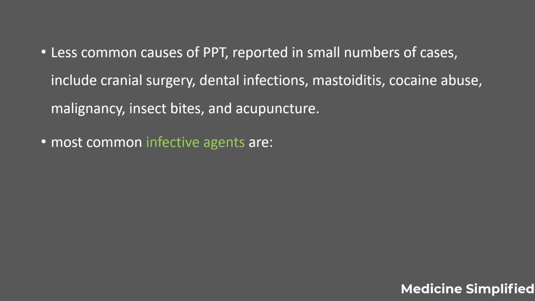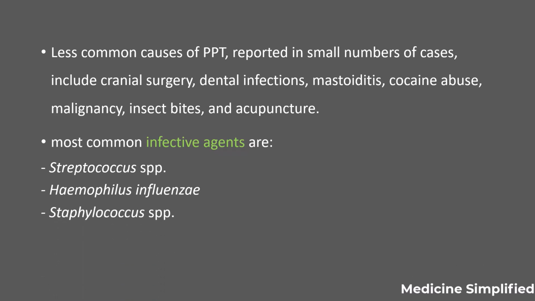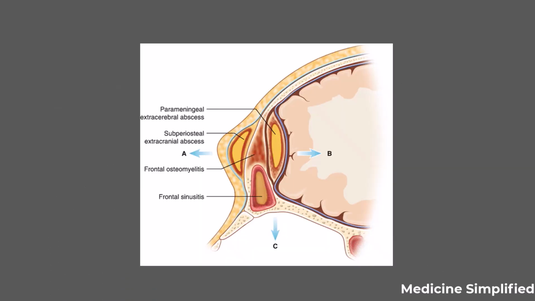Most common infective agents are Streptococcus species, Haemophilus influenzae, Staphylococcus species, Klebsiella species. As you can see in this picture, there is a subperiosteal extracranial abscess. Sometimes it can be a parameningeal extracerebral abscess also, caused due to frontal osteomyelitis.